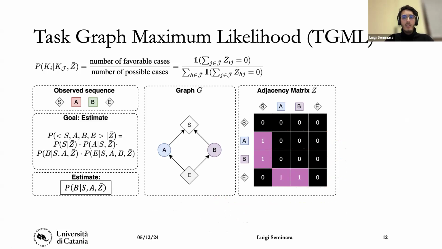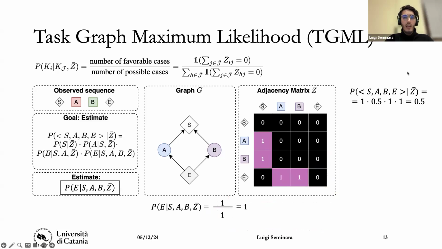Then, applying the same process, we calculate the probability of B given A, start and the adjacency matrix. And finally, we calculate the probability of N given A, B, start and the adjacency matrix. The final probability of the given sequence is 50%.